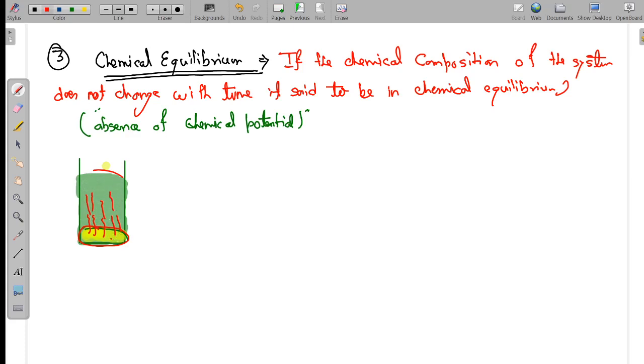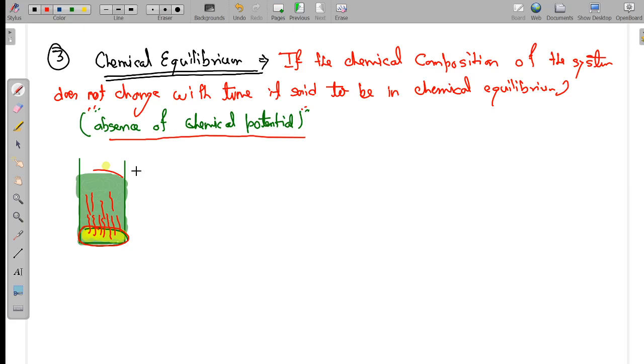So what is happening? There is a diffusion of mass. If there is a diffusion of mass, we cannot say that the system is in chemical equilibrium, because the chemical composition of that system is continuously changing. So there should be complete absence of chemical potential, meaning throughout the system the chemical composition should be the same. Otherwise there will be a chemical potential if the composition is different, so mass diffusion will take place.